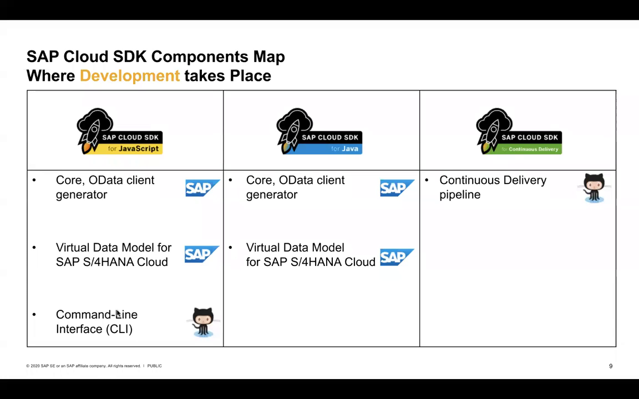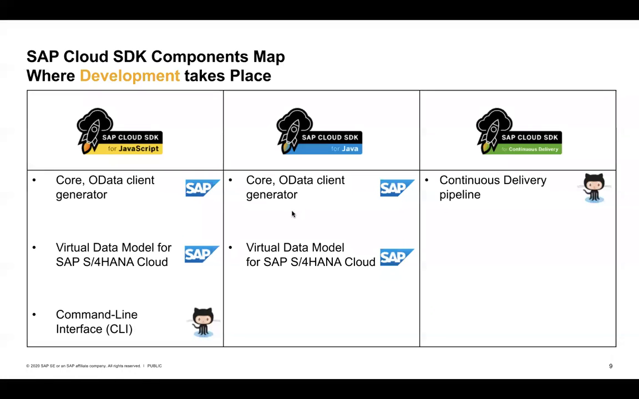Then thirdly, for JavaScript, there is a component called command line interface, which contains some commands that automate different things that can be done with a project. For example, if you have an existing Node.js project and decide to try out the Cloud SDK for your existing project, you can simply use the CLI to have your project be enabled to use the Cloud SDK. I'll show a little bit of this in a minute.